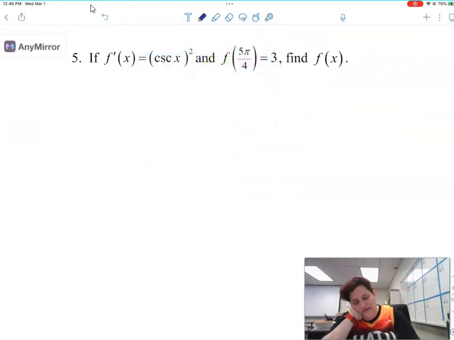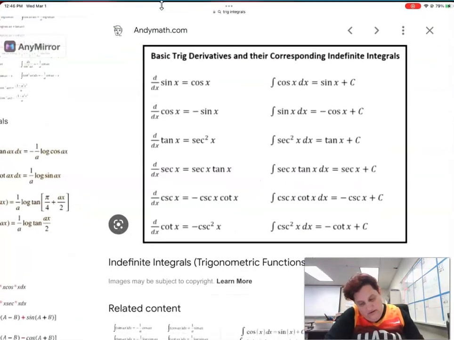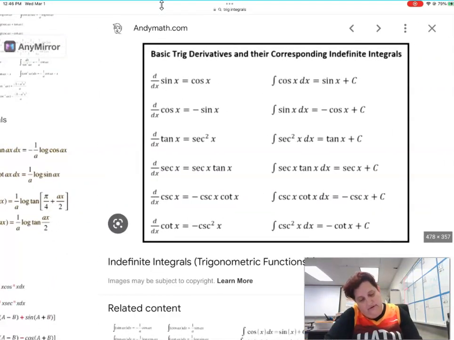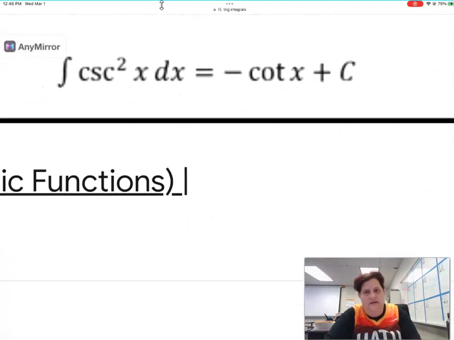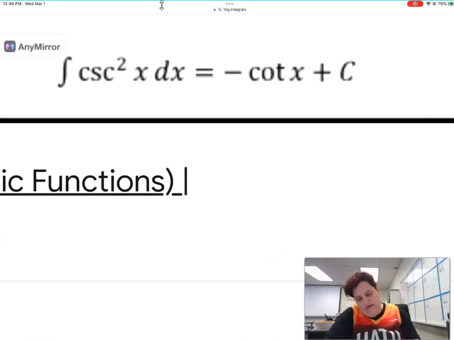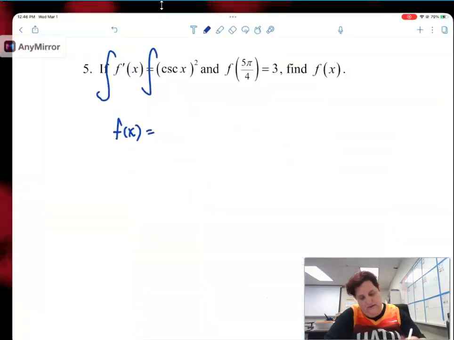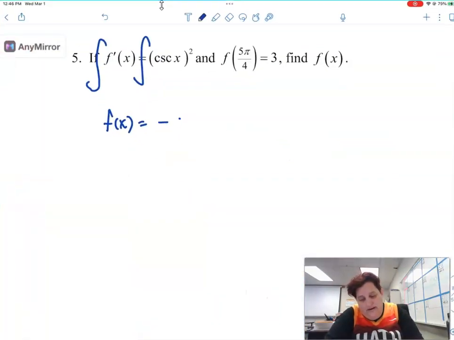All right? Okay, here we go. If the derivative is cosecant squared, and f of 5 pi over 4 equals 3, find f of x. I'm going to go backwards one step here, guys. Now, cosecant squared, if you remember, up here, they write it a little bit differently, but you guys see that? The integral of cosecant squared is negative cotangent, because the derivative of cotangent was negative cosecant squared. Okay, so the integral will be negative cotangent plus c.